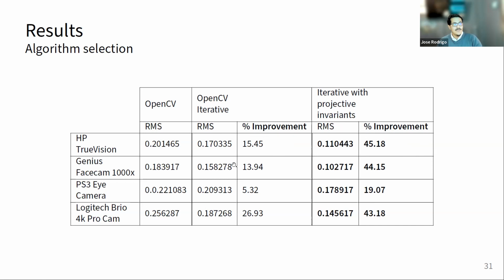We tested these experiments with 4 different webcams: HP vision, that is a camera integrated in my HP laptop, a Genius Facecam 1000X, a PS3i camera, and a Logitech Brio 4K Pro Cam.